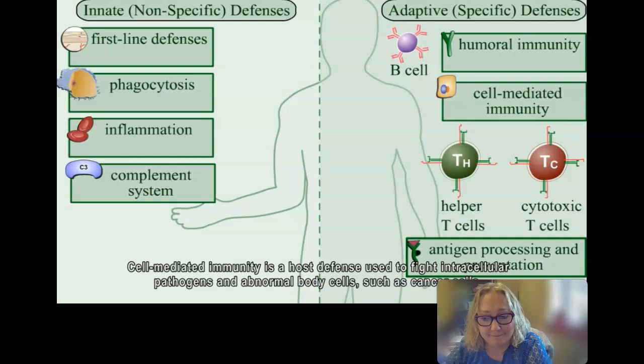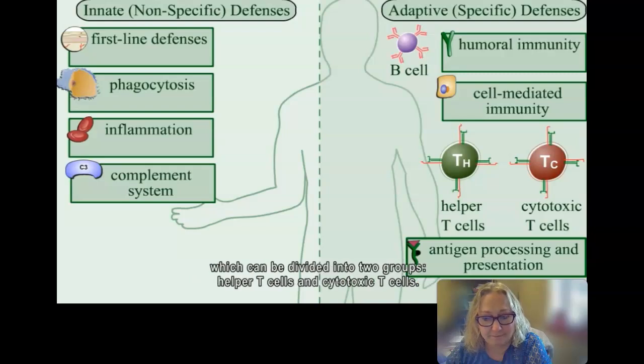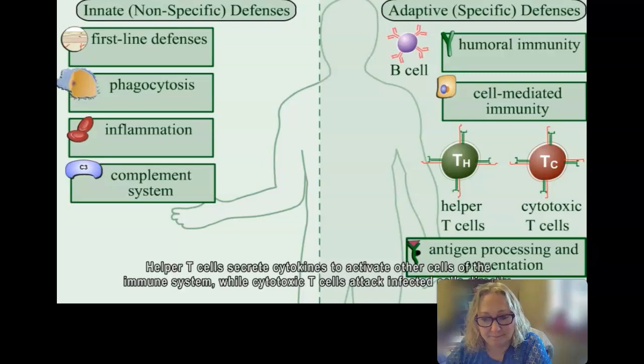Cell-mediated immunity is a host defense used to fight intracellular pathogens and abnormal body cells, such as cancer cells. The protagonists of cell-mediated immunity are T lymphocytes, which can be divided into 2 groups, helper T cells and cytotoxic T cells. Helper T cells secrete cytokines to activate other cells of the immune system, while cytotoxic T cells attack infected cells directly.